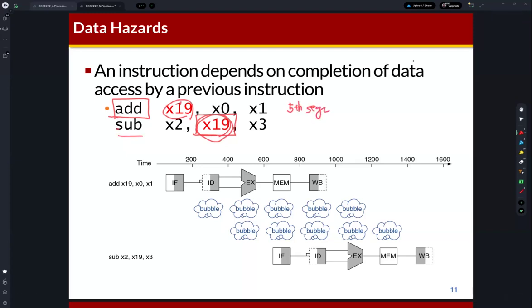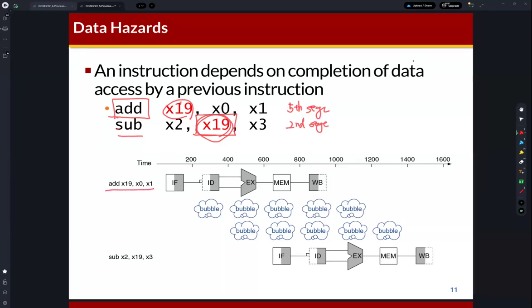And then the sub instruction needs to read data from the register file in the ID stage, and the ID stage is the second stage. So if we compare the timing of the write back stage and the instruction decoding stage, the timing does not fit. Okay, so let's see the example.